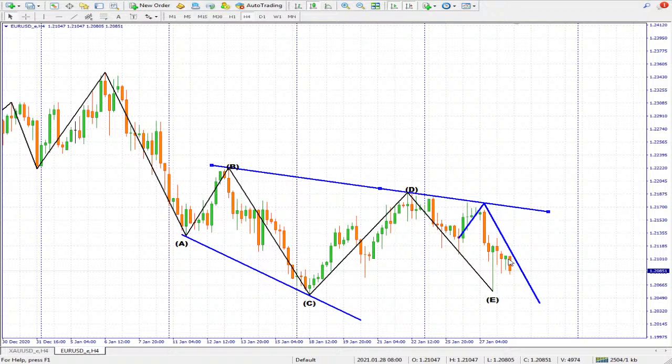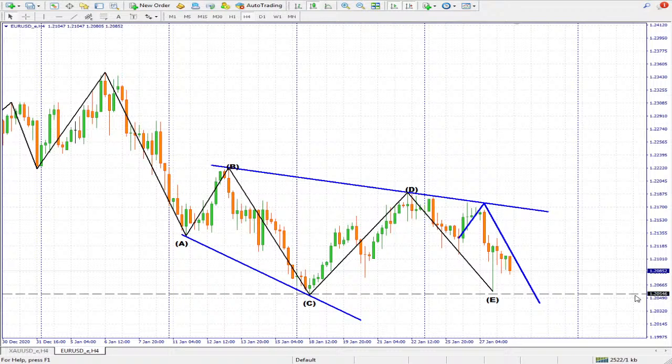Actually, we wanted price to reach this level. It has not reached it already. We expect it to go up to this one, 1.20546. A break below that level will mean we are continuing to the lower side.